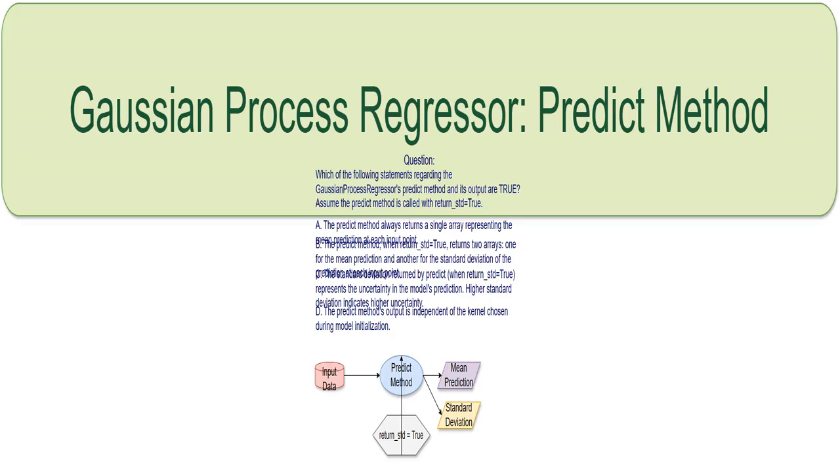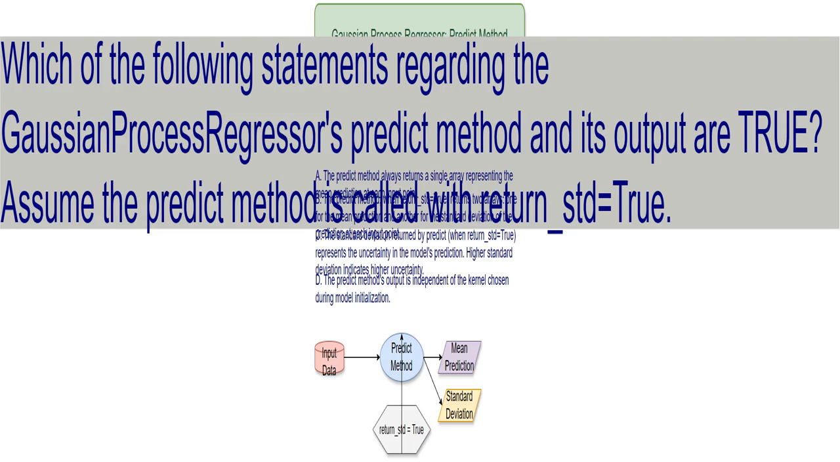I'm focusing on the GaussianProcessRegressor in Sklearn, specifically its predict method. This method gives you predictions from your trained model. This is the core question. We're checking your understanding of how the predict method works and what information it gives back.